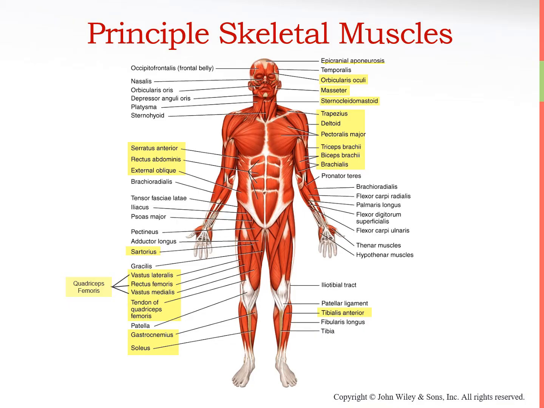Below that, we have a label for the orbicularis oculi. So this is a muscle that encircles the eye. The masseter muscles are the cheek muscles and the muscles of chewing. And in the neck, we have the oblique, slender sternocleidomastoid, one of my favorite muscle names.